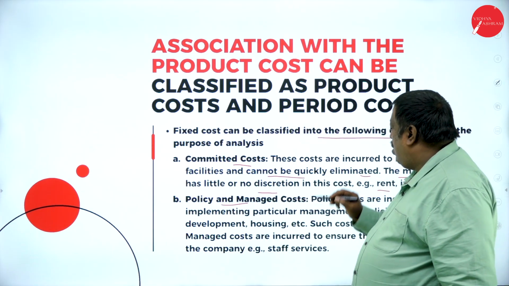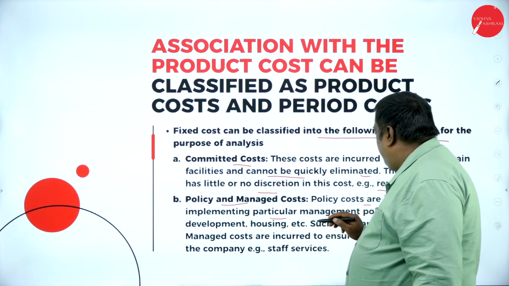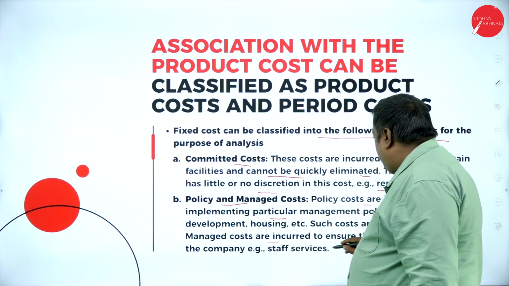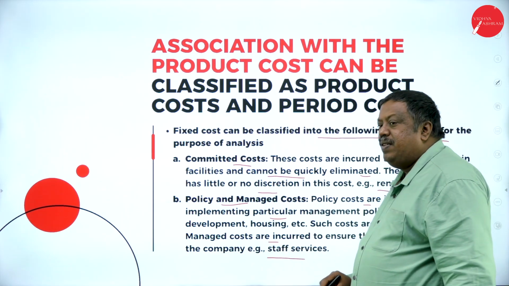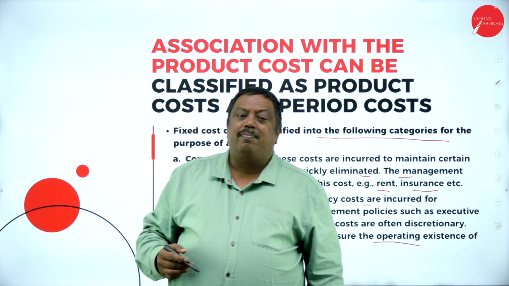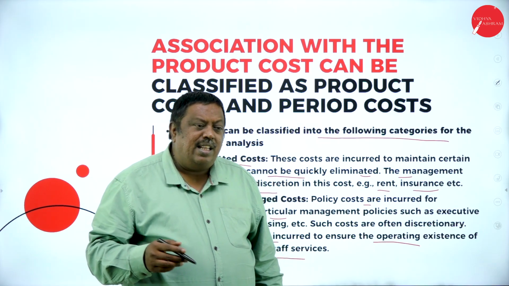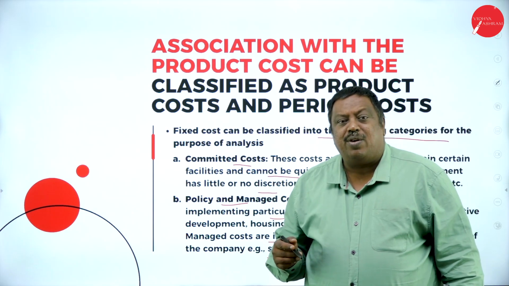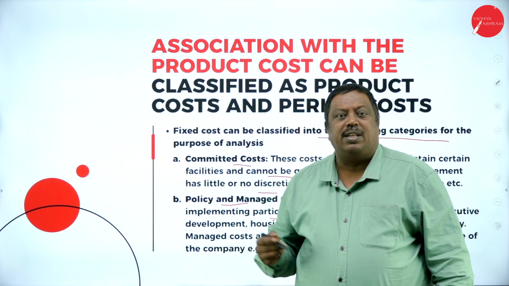Policy and managed cost. Policy costs are incurred for implementing particular management policies, and managed costs are incurred to ensure the operating existence of the company staff services. So now, next we have policy cost and managed cost. Here, managed cost is nothing but for getting the benefit of the services to the staff here. So we are going to incur some amount of expenditure, that is my managed cost.